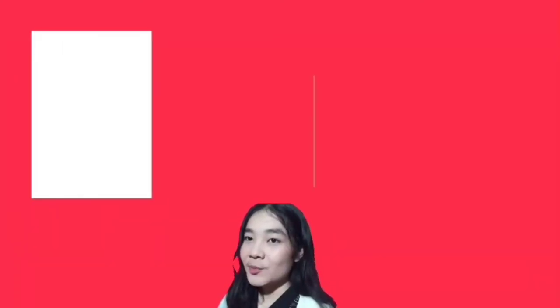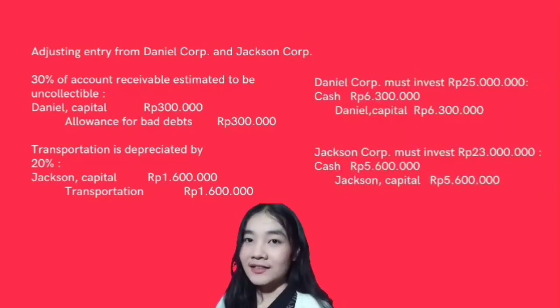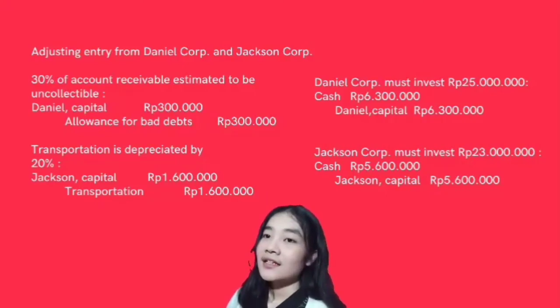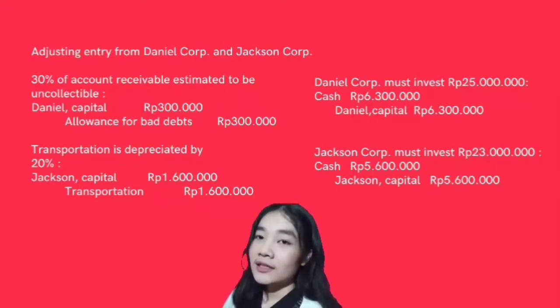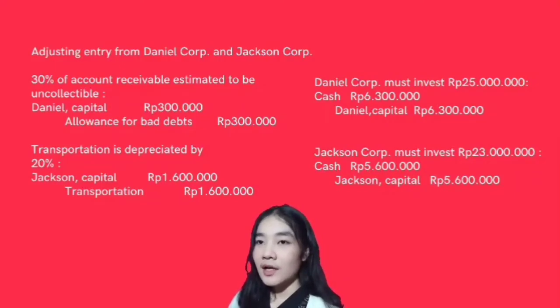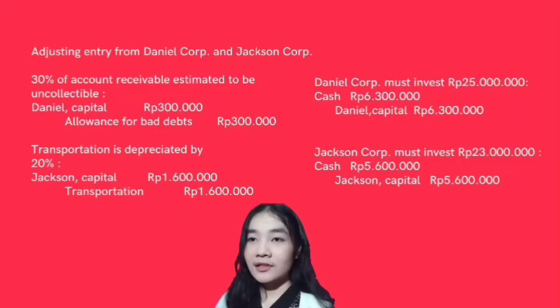Adjusting entry from Daniel Corporation and Jackson Corporation. 30% of account receivable estimated to be uncollectible. In the debit column, Daniel Capital 300,000 rupees. In the credit column, allowance for bad debts 300,000 rupees. Next, Daniel Corporation must invest 25 million rupees. In the debit column, cash 6,300,000 rupees. In the credit column, Daniel Capital 6,300,000 rupees.